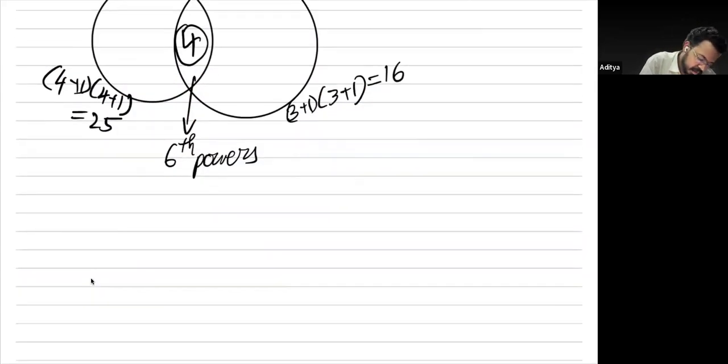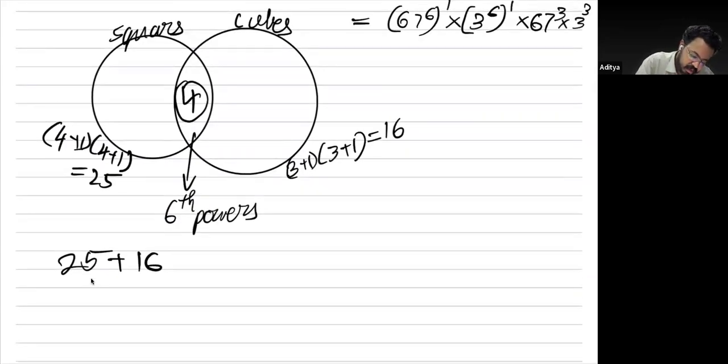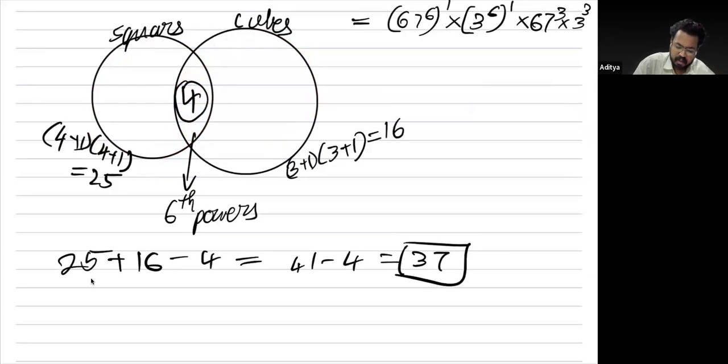So the total answer will be, first you add 25, then you add 16, and this intersection region has been added twice because it was once part of squares also, once part of cubes also. Remove it once and you will get 41 minus 4 equal to 37. And this is the answer.